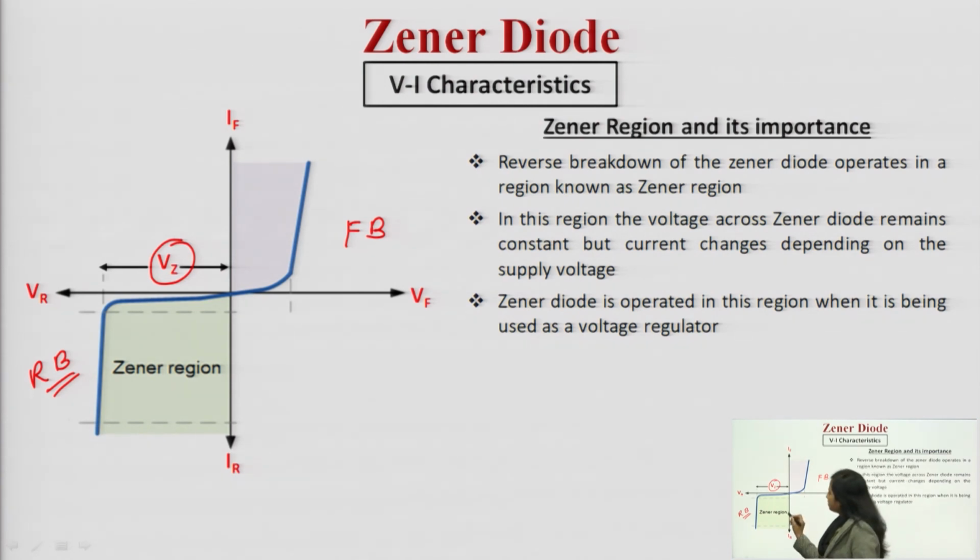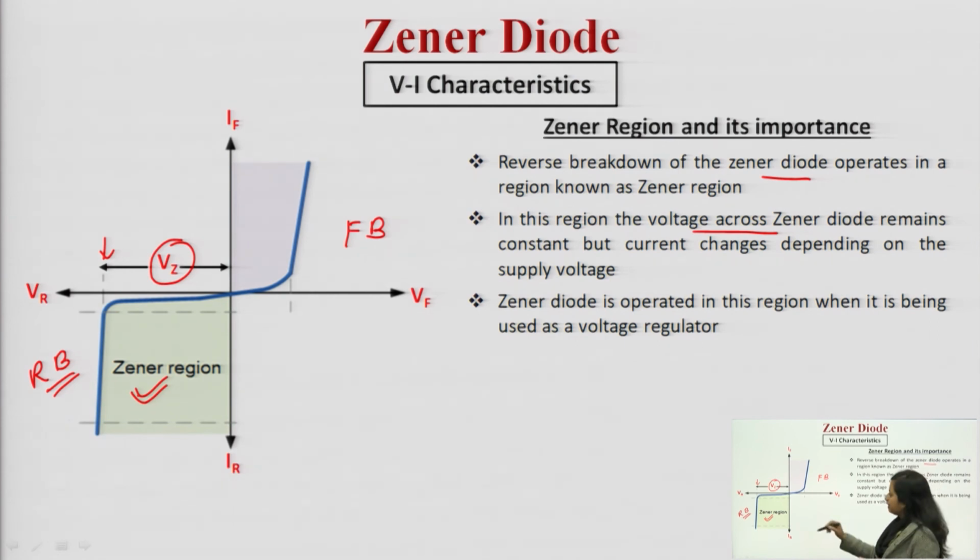But what is this Zener region? You can see this particular region. This is the Zener region. What is its importance? What is its significance? See, the reverse breakdown of the Zener diode operates in this particular region, which is known as the Zener region, as shown in this diagram. And here you can observe that this particular value of voltage is fixed. So, here the voltage across the Zener diode remains constant. This voltage is fixed, but the current changes depending upon the supply voltage.